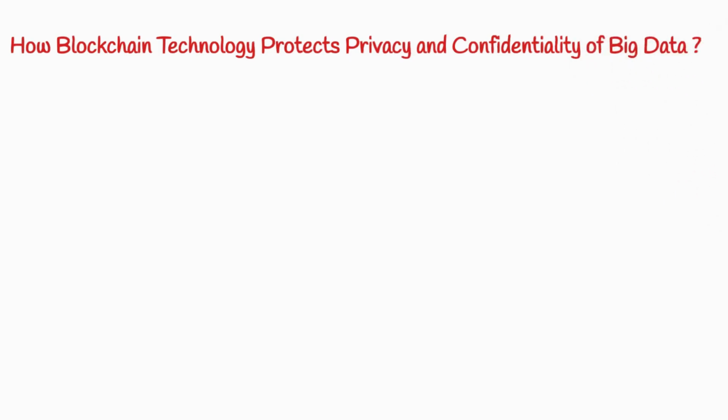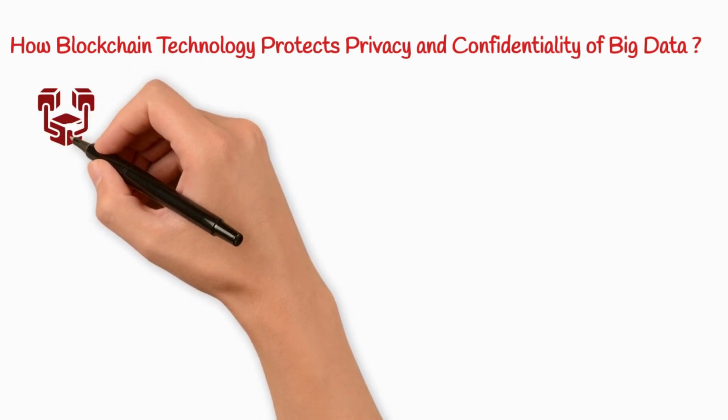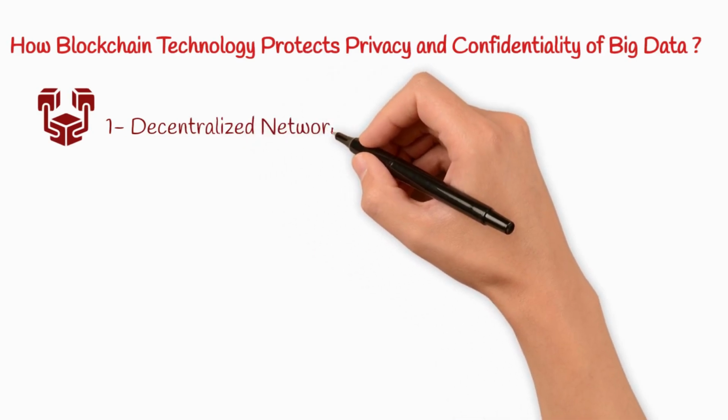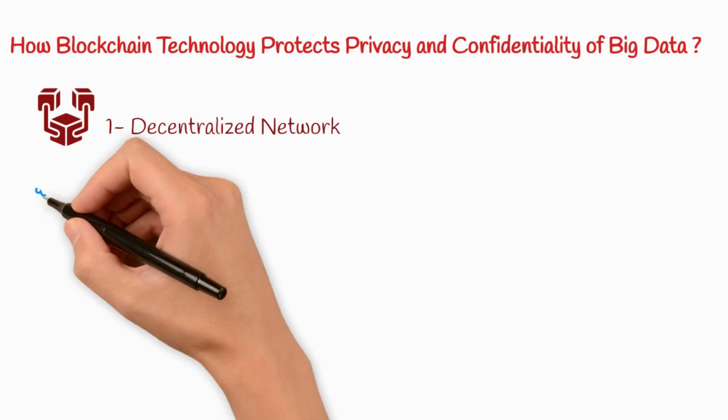Blockchain technology offers a powerful solution for protecting the privacy and confidentiality of big data. Let's explore 8 key techniques it uses to achieve this. First, blockchain employs decentralized storage. Instead of storing data in one place, it distributes copies across multiple nodes. This minimizes the risk of a single point of failure, enhancing security.